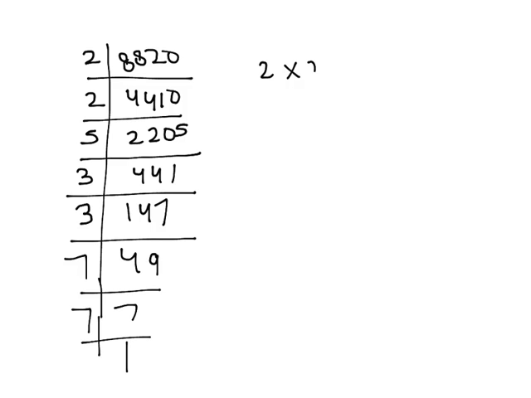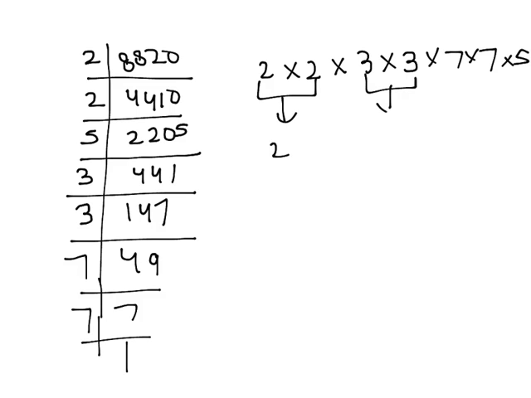So now what we will have is 2, then we have 3, 7, and we have 5. So it gives us 2, it gives us 3, it gives us 7, and the 5 is left out. So it means we have to divide it by 5, because 5 divided by 5 will give us 1.